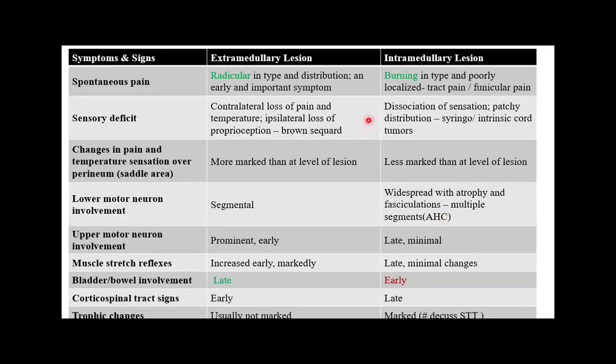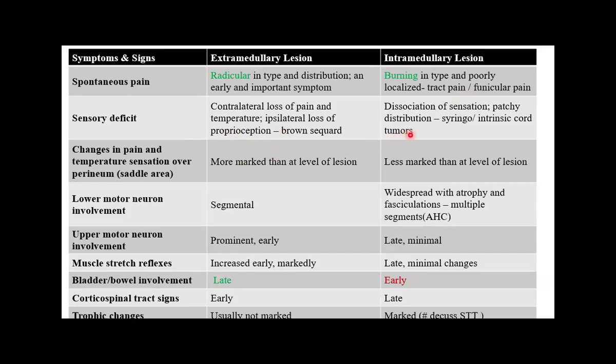So we'll see how to differentiate between an extramedullary and an intramedullary lesion. In extramedullary lesions, they will have the classic radicular type of pain, and this is an early symptom, whereas in intramedullary lesions it is more of a tract pain or funicular pain, which is a burning kind of pain. And for sensory loss in extramedullary lesions, they will have contralateral loss of pain and temperature, and ipsilateral loss of joint position and vibration. So the Brown-Sequard pattern.